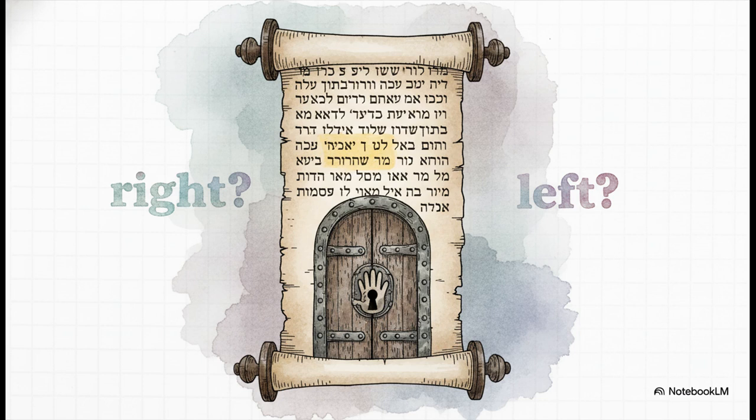So you go back to the source text, right? You look in Leviticus, and it's completely silent on this. It just says, the priest filled his hand. But which hand? Right? Left? The text just doesn't say. And that ambiguity, that's our locked door. The rabbis, they needed to find the key.